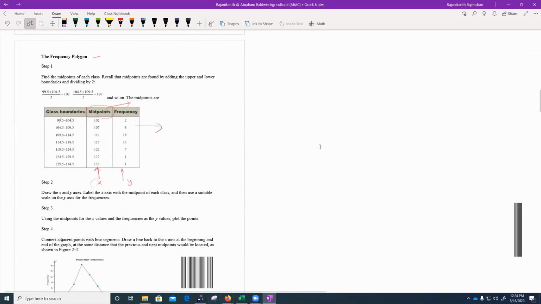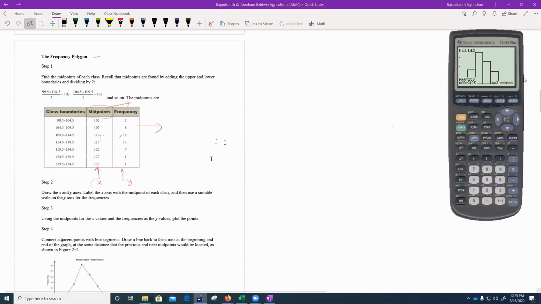Okay, so let's move to the second graph now. We are going to look at how to draw a frequency polygon. To draw a frequency polygon, again, I need to know the midpoints and the frequency. We already have entered these values into our calculator, so we are going to use the same values. So let's pick up my calculator, and I'm going to draw the frequency polygon now.